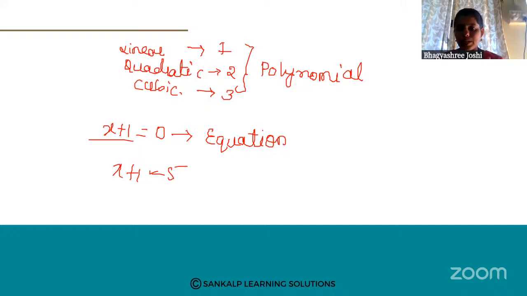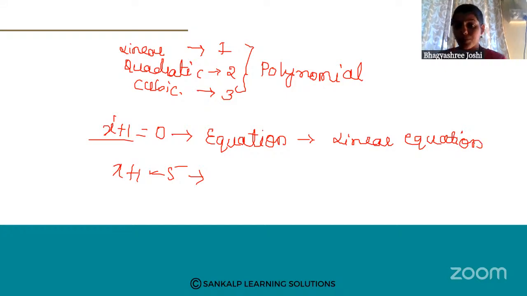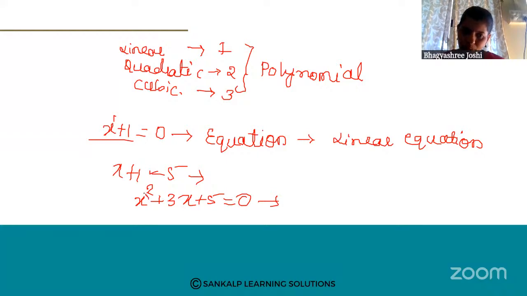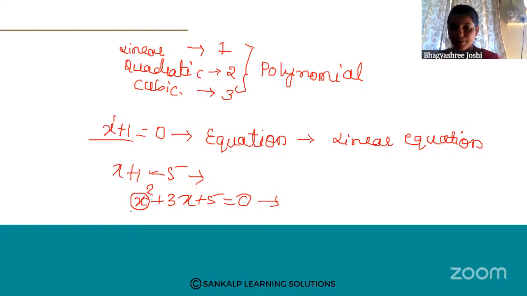So this is an equation. Here the variable power is 1, therefore it is a linear equation. But quadratic equation means what? See, x square plus 3x plus 5 is equal to 0 if I write. Here the variable power is 2. If I equate the polynomial with 0, here the variable power is 2. That means it is a quadratic equation. So this type of equations can be called quadratic equations.